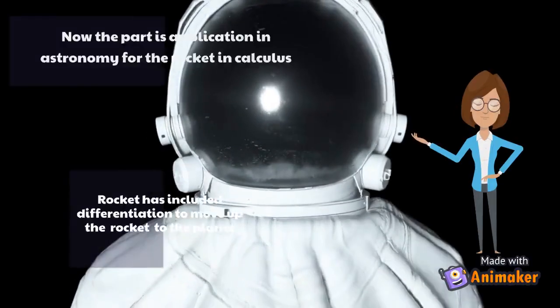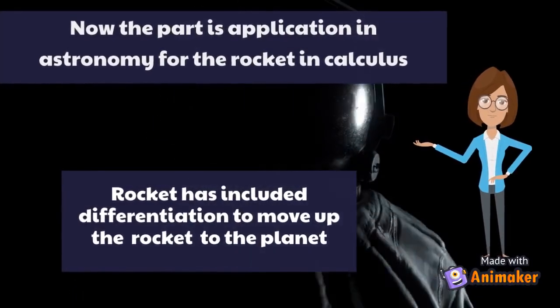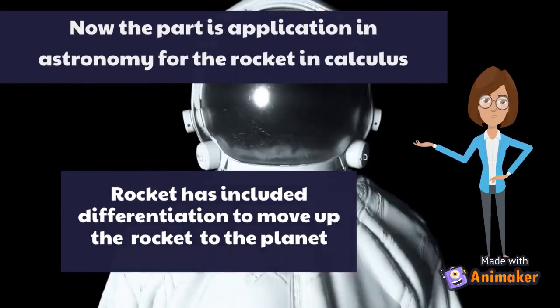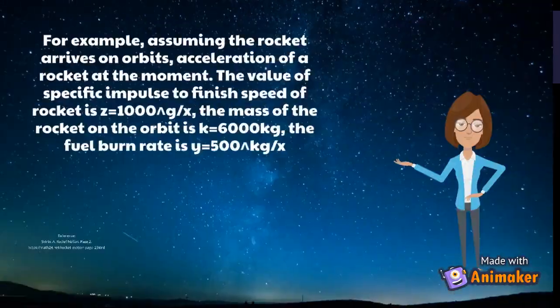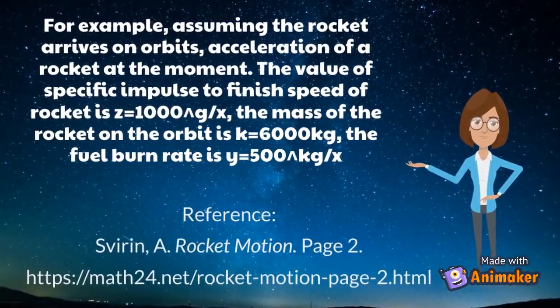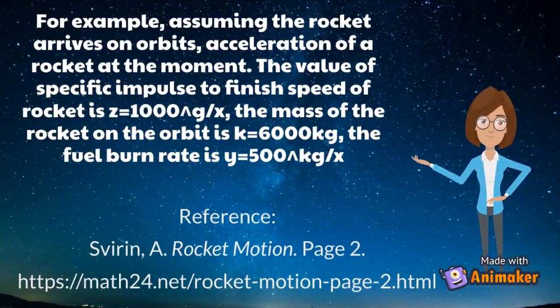Another application in astronomy is the rocket in calculus. Rocket motion uses differentiation to move the rocket to the planet. For example, we assume the rocket is in orbit. The acceleration of a rocket at the moment the fuel has finished is z equal to 1000 m over s. The mass of the rocket is k equal to 6000 kg and the burn rate is y equal to 500 kg over s.